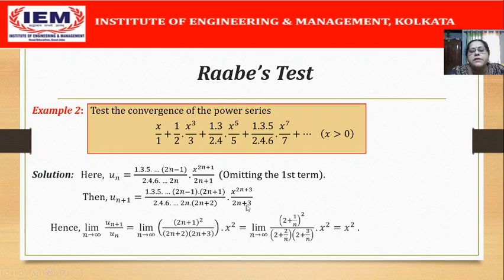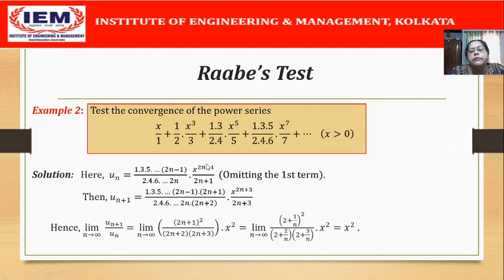Now we write u_(n+1) just by replacing n by n plus 1. So we get this expression now. It's 1, 3, 5. It continues now up to 2n plus 1, and denominator goes up to 2n plus 2. And this x term is x to the power 2n plus 3 by 2n plus 3. Okay, so if we now try to find the limit of u_(n+1) by u_n as n tends to infinity, this is the expression over here.